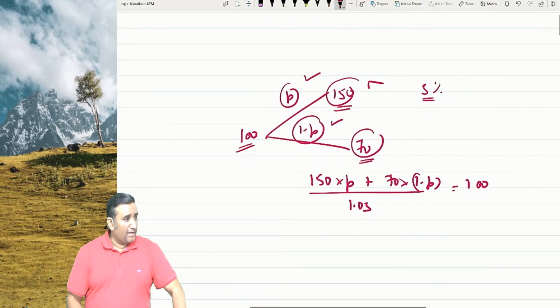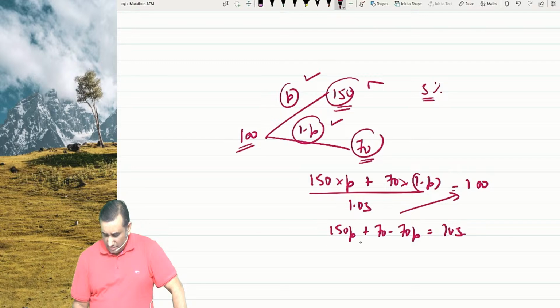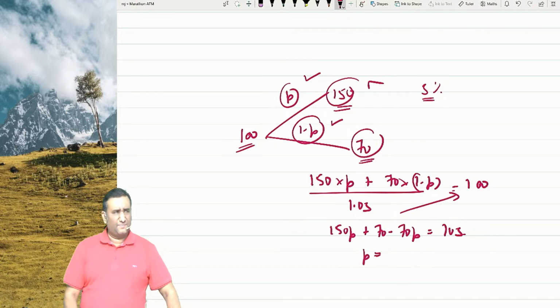If I try to find it, I'll get the probabilities. So if you try to solve this out, it will be 150P plus 70 minus 70P is equal to 103. And when you solve this, I think you should get, can anyone tell me rough numbers?